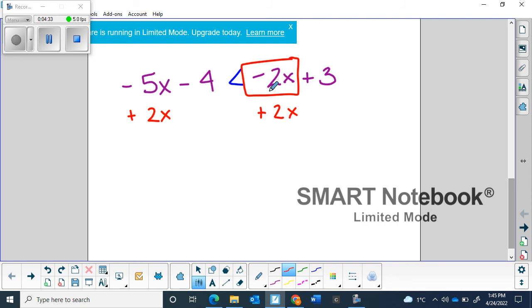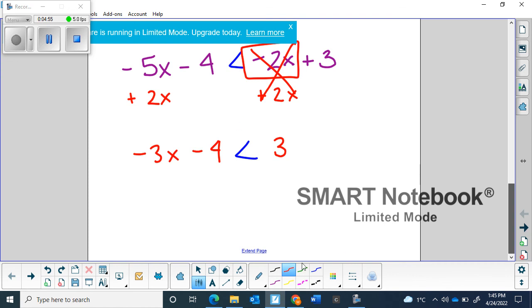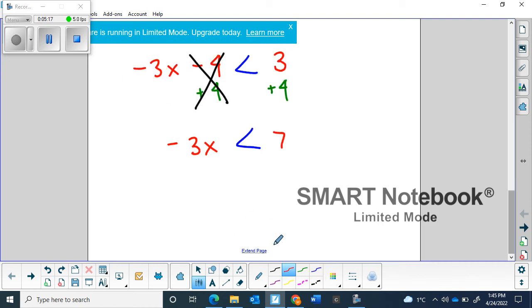Now, here's what's really important. I'm adding 2x. I'm not multiplying or dividing by a negative, so the sign stays the same. On this side, negative 5x plus 2x is negative 3x. That minus 4 is still there. The symbol remains the same. And we have positive 3 on this side because these cancel each other out. Now, we're so close. We just need to get rid of the constants. The opposite of minus 4 is plus 4. And what I do to one side, I do to the other. Again, we're not multiplying or dividing by a negative. So these 4's cancel out. We're left with negative 3x on this side. The symbol stays the same. And 3 plus 4 is 7.